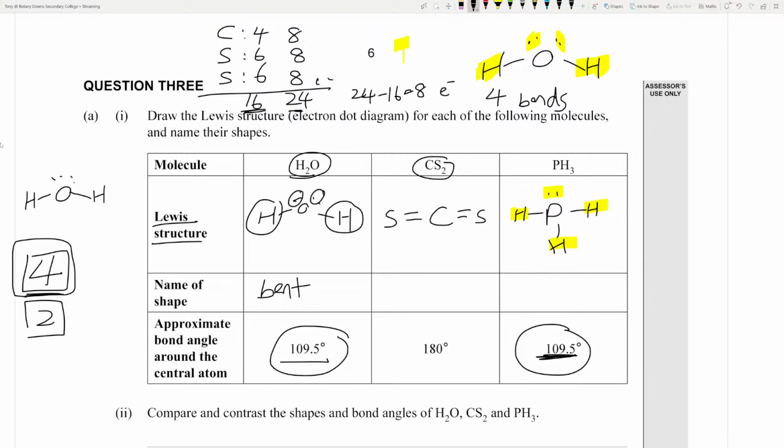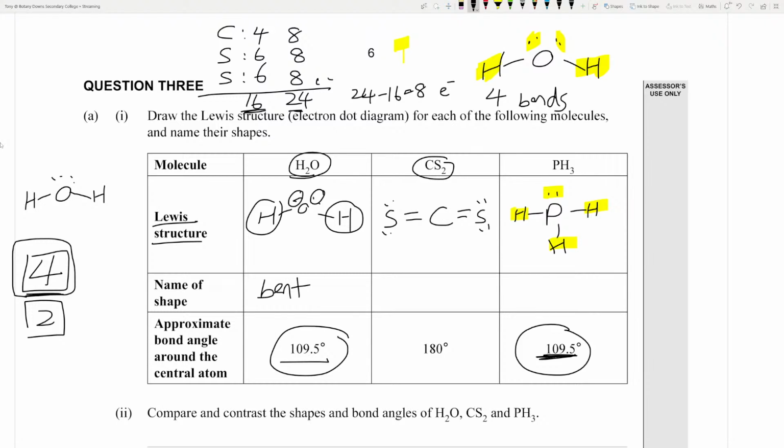But now all of you guys have done organic. You should know that the carbon always bonds 4 times. So that's why it has 4 bonds around it. That's why I always tell my year 12s that chemistry gets progressively easier the more you do, because it just makes more sense.